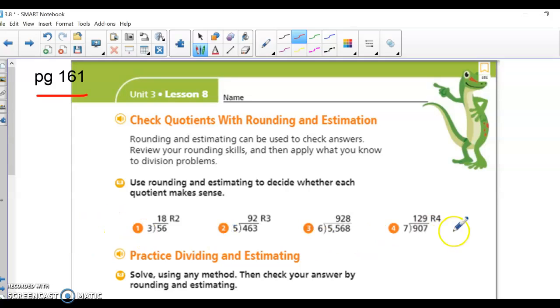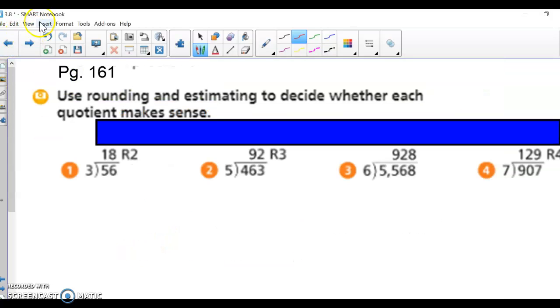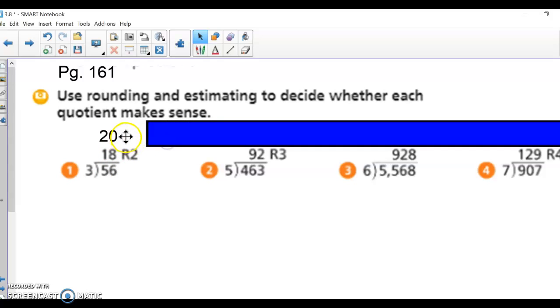So let's look at 1, 2, 3, and 4 here. They've already solved it for us. How great is that? But our job is to check and use rounding and estimating to decide whether each quotient makes sense. So we need to round and figure out, does 18 with a remainder of 2 make sense for the problem 56 divided by 3? Well, let's look at how we're going to do that. 18 is either going to round up to 20 or down to 10, and I know that's going to round up to 20.